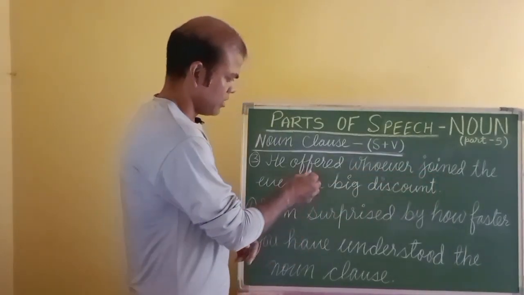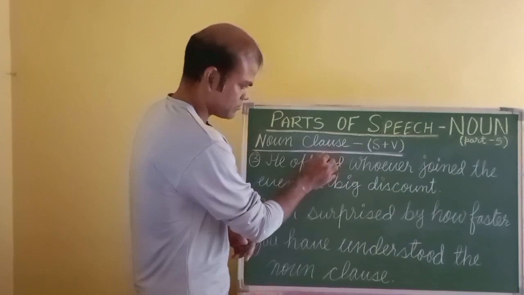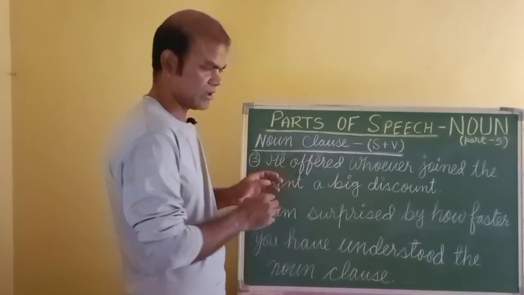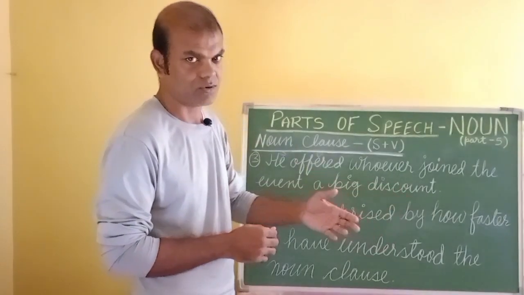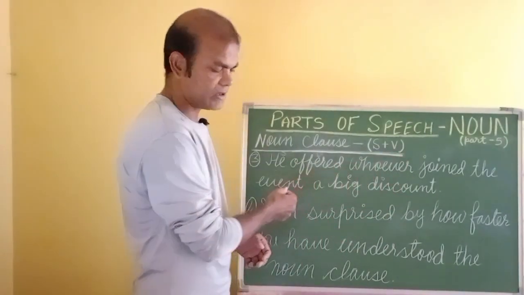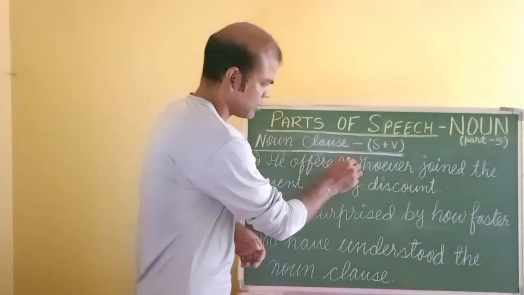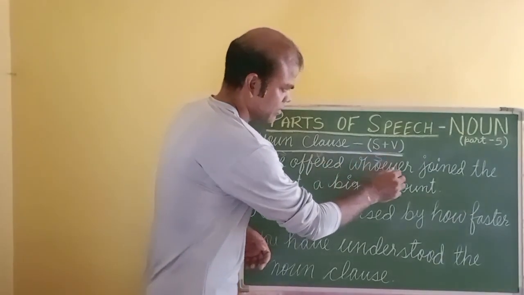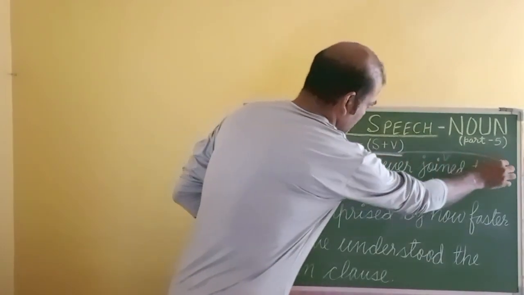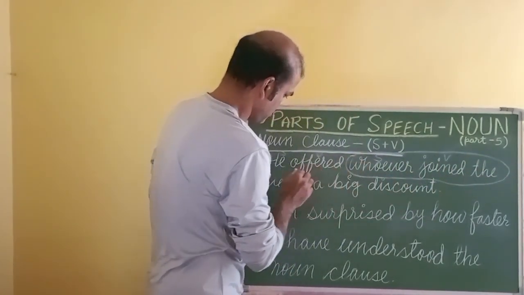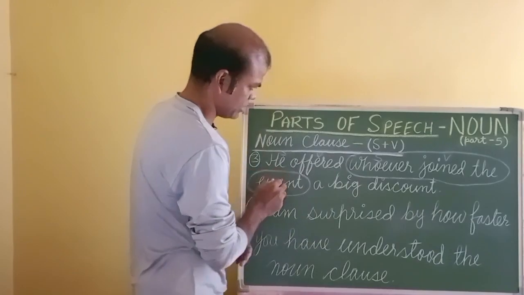Okay, now this is the verb and this is the subject. He offered what? A big discount. To whom? Whoever joined the event. Now this is our subject, this is the verb, and this whole group of words is the indirect object.